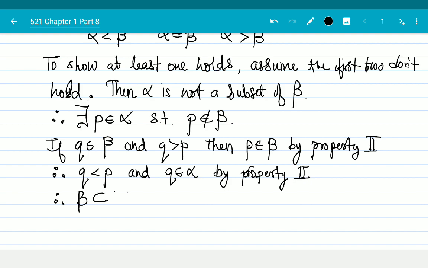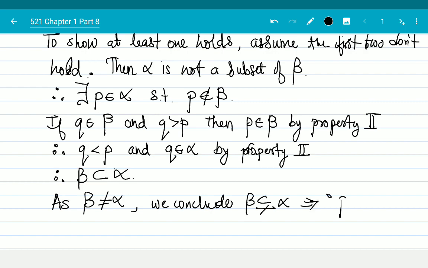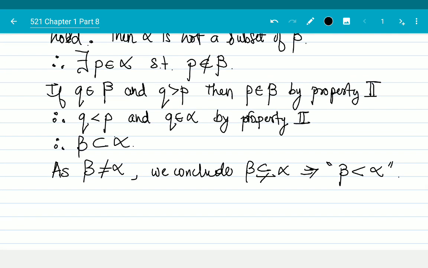So beta is a subset of alpha. Great. Now, as beta is not equal to alpha, we conclude beta is a proper subset of alpha, implying beta is smaller than alpha. Okay, so at least one of these properties is true, at most one of these properties is true, so exactly one of these properties is true. Okay, so it's a strict order.